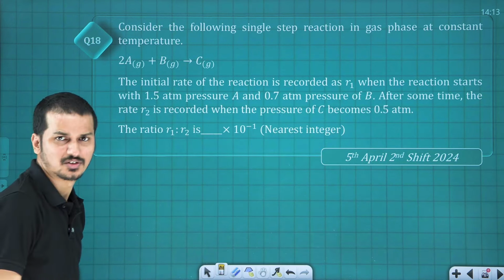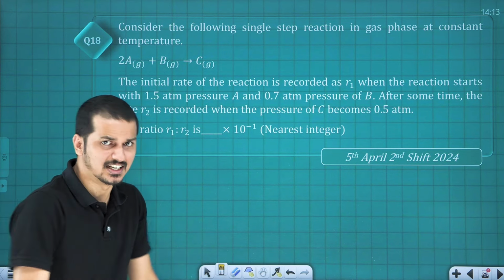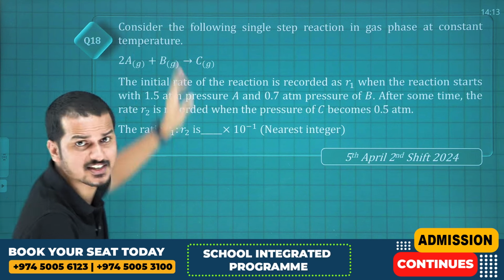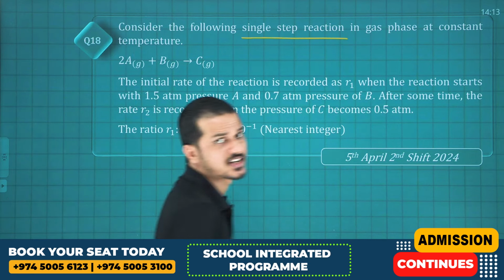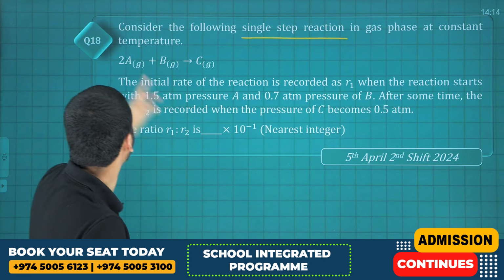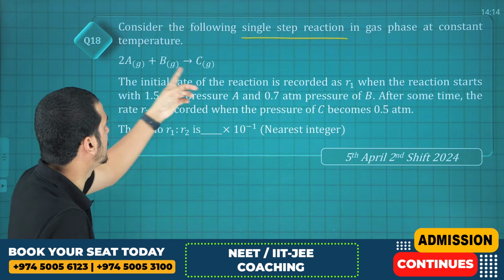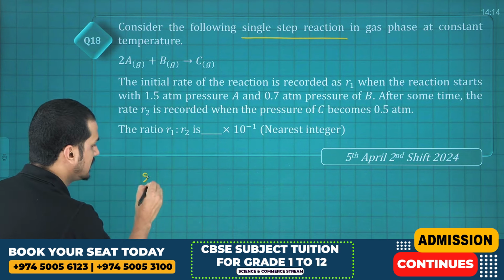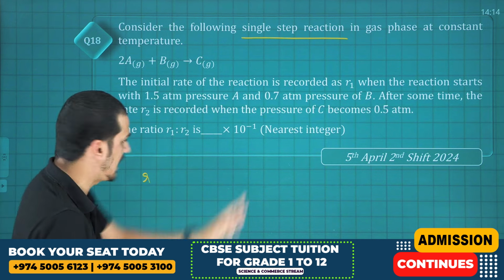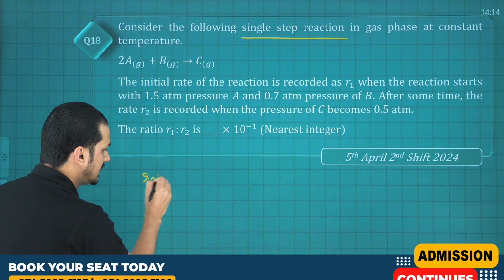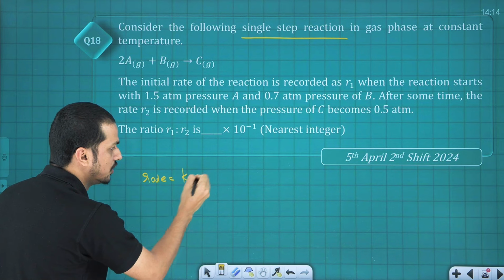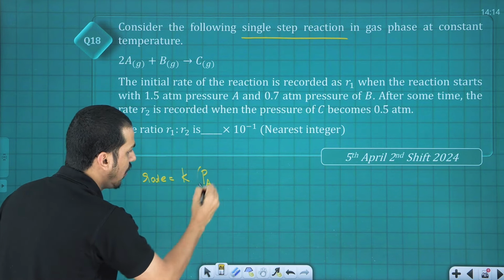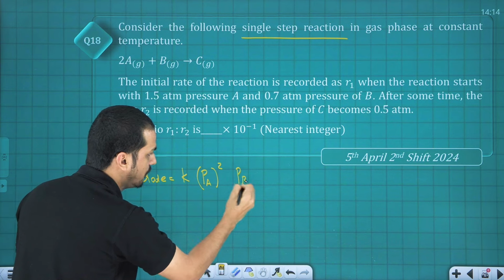Again a 2024 question, 5th April. This is also an integer type question. Consider the following single step reaction in gaseous phase at a constant temperature: 2A plus B gives C. So what can I write? Rate is equal to, since it's a gaseous reaction, K into, instead of concentration, the partial pressure of A all squared into the partial pressure of B.